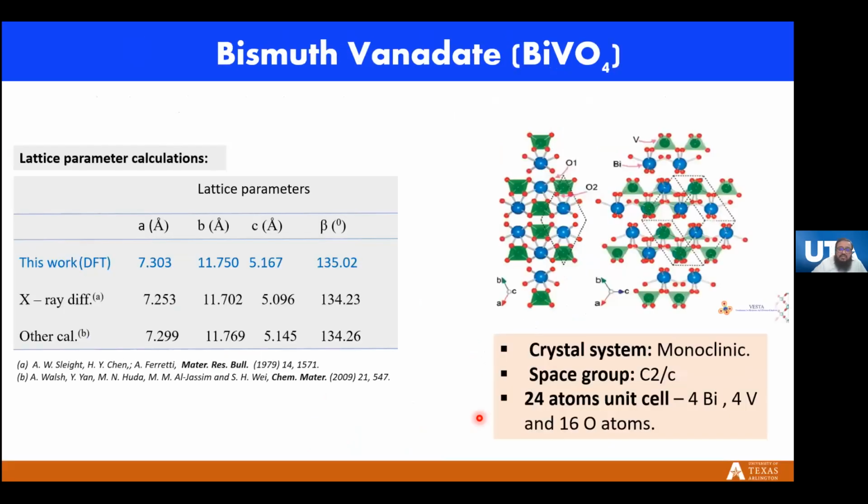We will start with bismuth vanadate. Hence, this is just an introduction slide of bismuth vanadate. We checked the crystal relaxation and everything. As can be seen in this table, our calculated lattice constants agree pretty well with the experimental ones. There are many other experimental works. We just picked one.